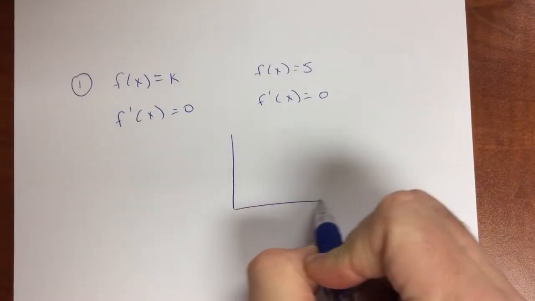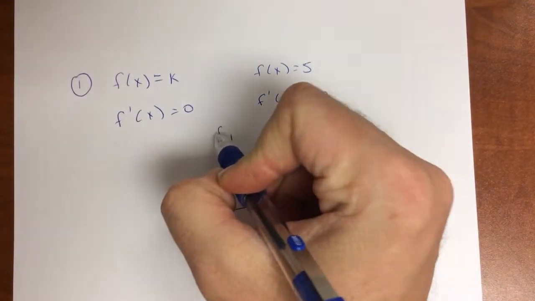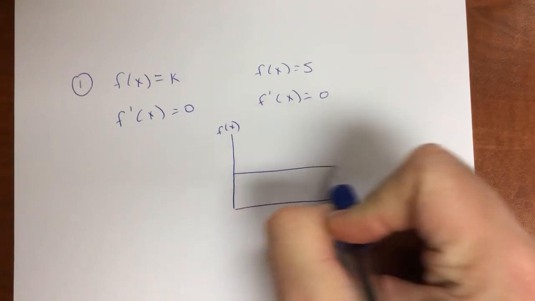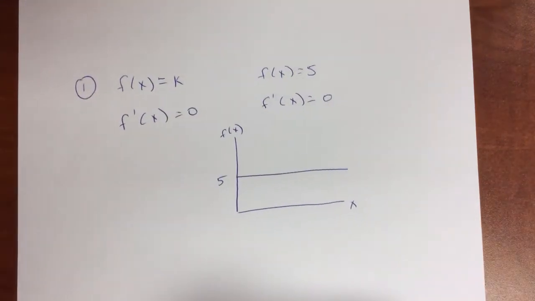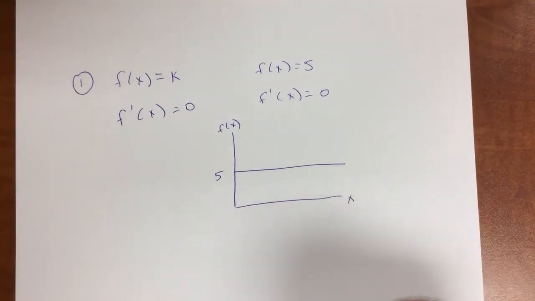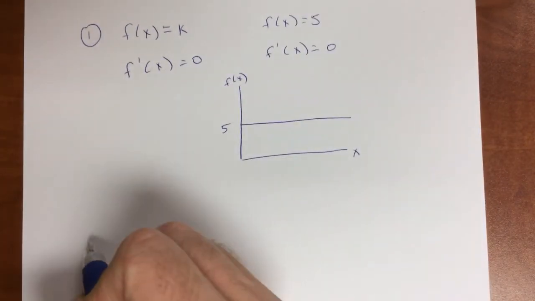And to show this, here's a graph. Here's x, here's f of x. If f of x is 5, the slope of this line is simply 0. So rule number one is the derivative of a constant is 0. Rule number two.